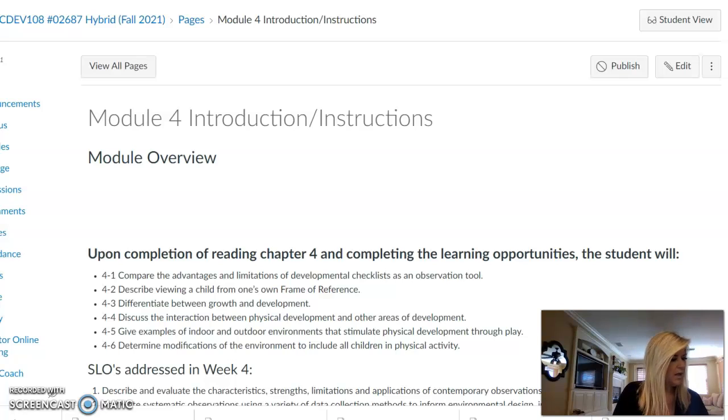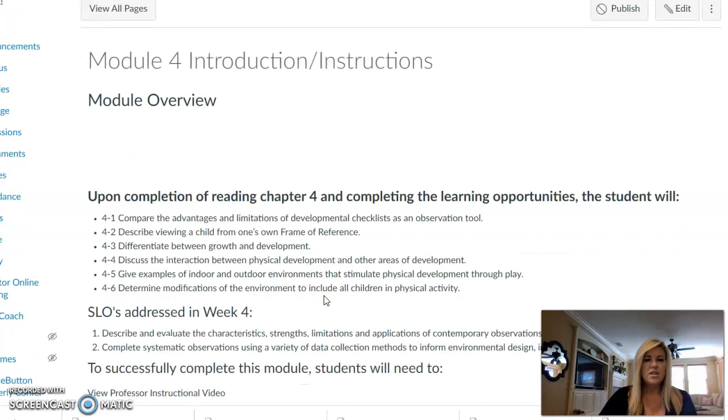On pages 79 through 81, if you have the hard textbook, or if not, figures 4.1 and 4.2, give you some great examples of checklists. So you want to make sure to take a look at those. It also talks about the advantages and the disadvantages of utilizing a checklist and what you can do with a checklist once you have it completed.